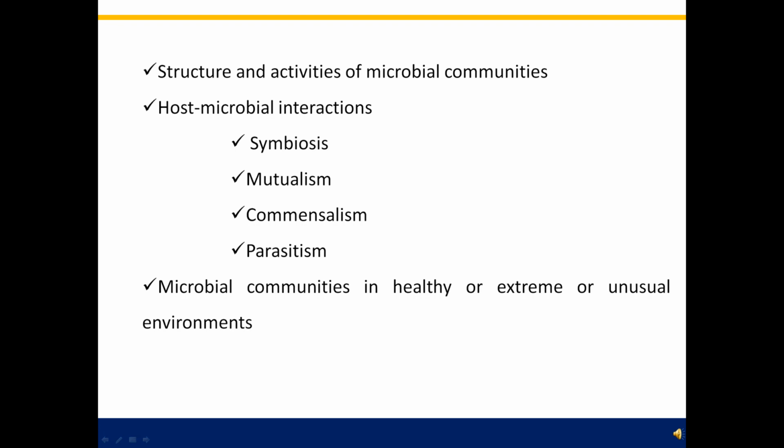And next one is parasitism. So in parasitism, in this relationship, one organism is benefited at the expense of its host. So the host will be affected and the microorganism will survive by taking advantage of the host. And next is microbial communities in healthy or extreme or unusual environments. So we are going to study which microorganisms are seen, whether terrestrial microorganisms or extremophiles or aquatic organisms and all. So these are the things which deal with environmental microbiology.